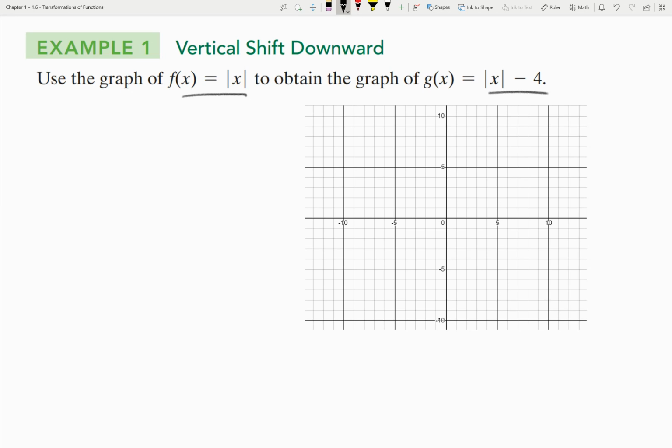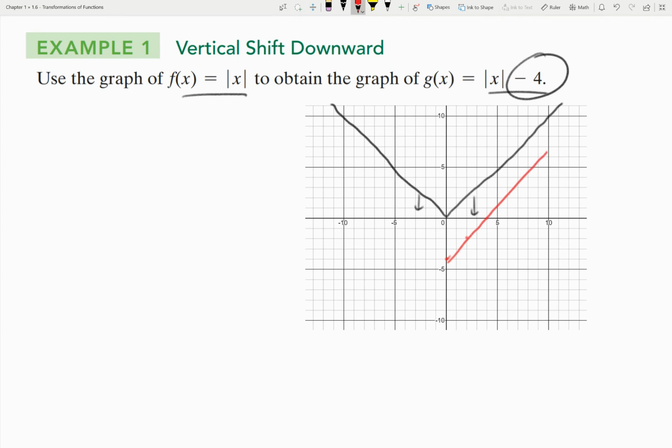But if I start with the parent function, which looks like this from the last page, I missed this one a little bit. Okay, so if I start with those two, this tells me all I have to do to get my new graph is to shift this down 4 points. Let's do it with red. Okay, so now every point on the graph gets shifted down 4.